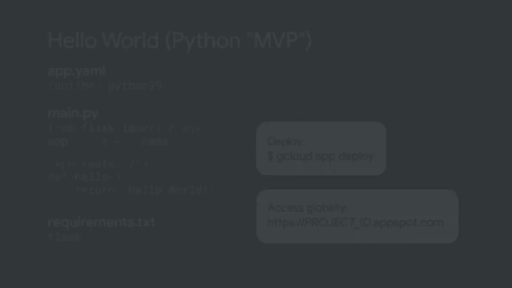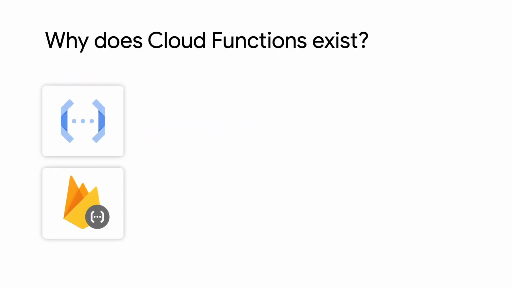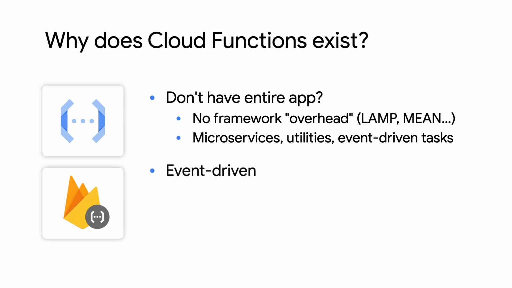Our next product is Google Cloud Functions. This is our function hosting in the cloud service. Now, why does Cloud Functions exist? Well, maybe unlike App Engine, maybe you don't have an entire app. Maybe you just have a small little bit of code that you want to have executed, and you don't want to worry about having web frameworks like a LAMP stack or a MEAN stack. You don't want any kind of stack. You just have a little bit of code that you want running. These could be little utilities. They could be large monoliths that you've broken up into multiple microservices or event-driven tasks.